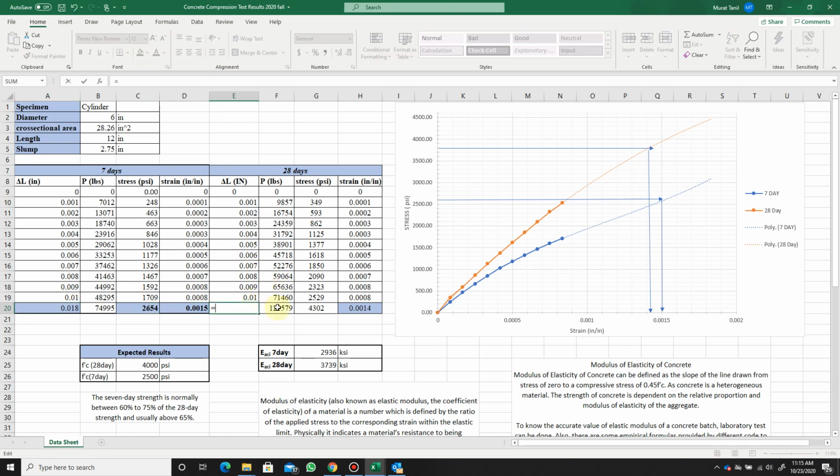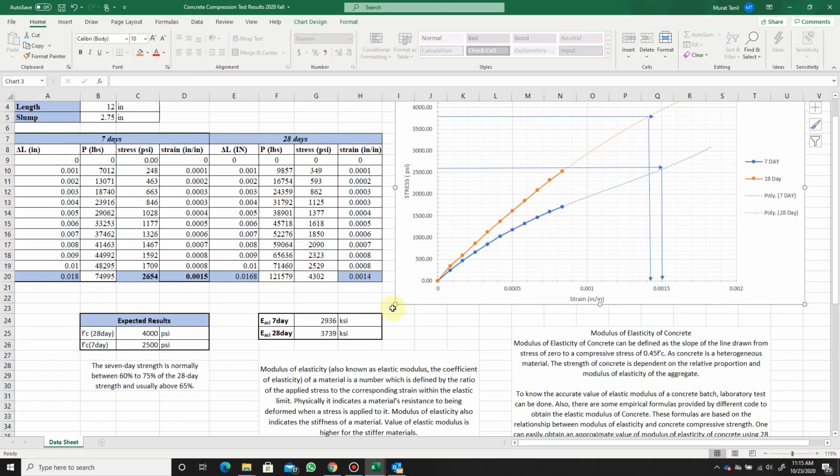And I can do the same thing for here. I know this, multiply by the length, I got the deformation. Is there any change in the modulus of elasticity after I change the 7-day compressive strain with the measured value from your spreadsheet? Yes, it did change because I changed this value. The cell automatically calculated the new modulus of elasticity, 2,936.